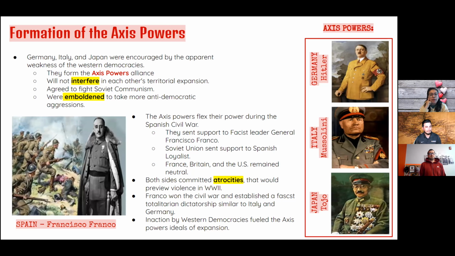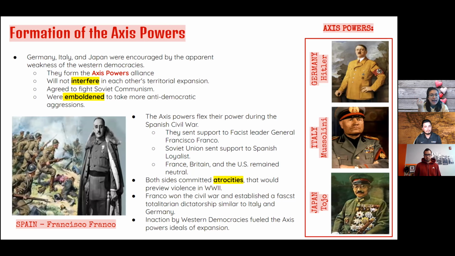Let's talk about the formation of the Axis powers. We're going to want to keep that in the back of our head, file that away, the Axis powers, because we're going to be referring to them quite a bit in the next couple of units. And just generally in history, you're going to hear a lot about the Axis powers. So who exactly are the Axis powers? They're some of the same characters that we've been talking about and discussing before.